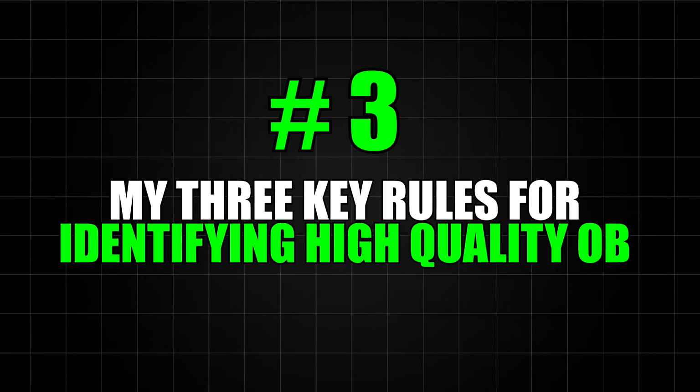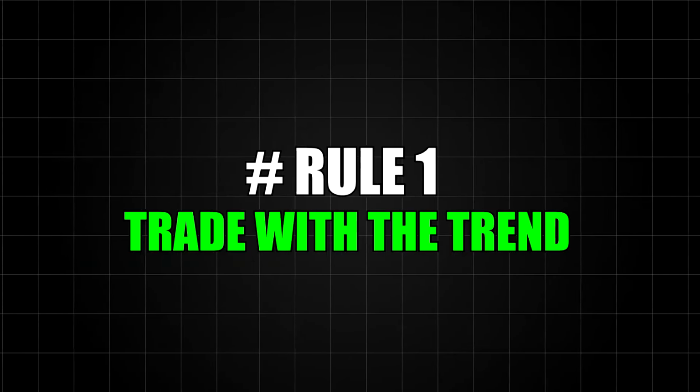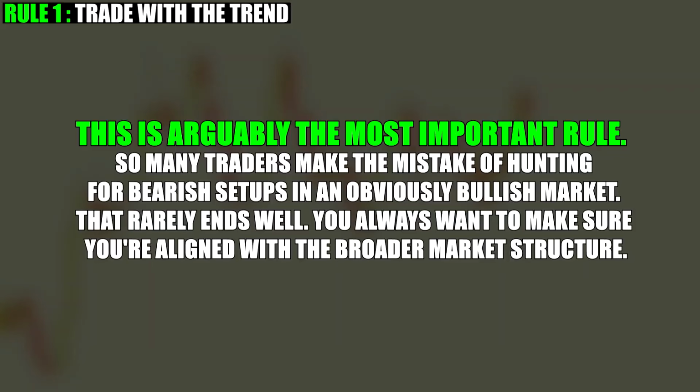Now let's talk about my 3 key rules for identifying high probability order blocks. Rule number 1, trade with the trend. This is arguably the most important rule. So many traders make the mistake of hunting for bearish setups in an obviously bullish market. You always want to make sure you're aligned with the broader market structure.